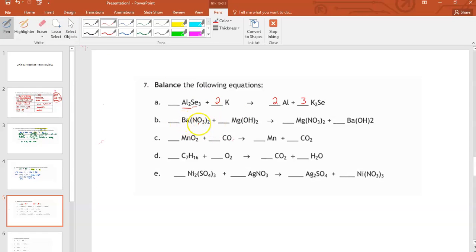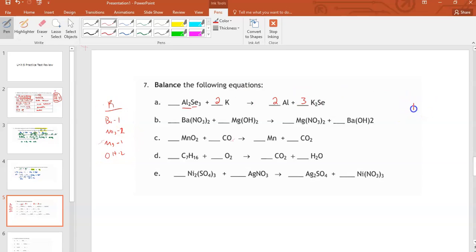Step B. I've got barium nitrate, magnesium hydroxide, magnesium nitrate, barium hydroxide. This is a classic double replacement reaction. All right. Now, on my reactant side, I have 1 barium. I have nitrate, 2, 1 magnesium, and 2 hydroxides.